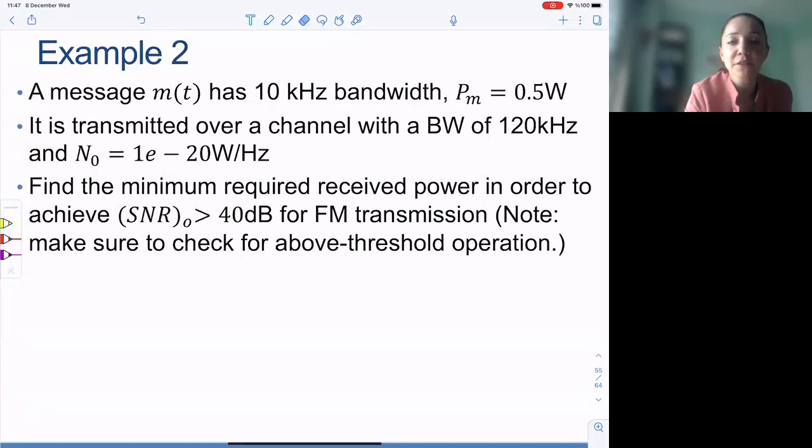First of all, what is given to us already and what is left to us as a choice? The 10 kilohertz message bandwidth and the transmission bandwidth of FM, they're both given, right? And the transmission bandwidth is 120 kilohertz. So what does that tell us about, for example, the beta of FM?